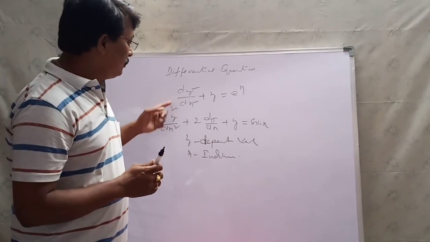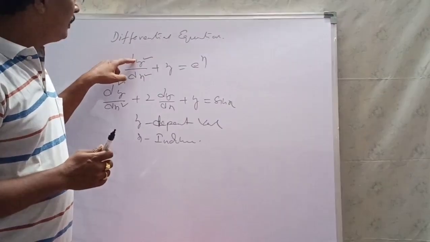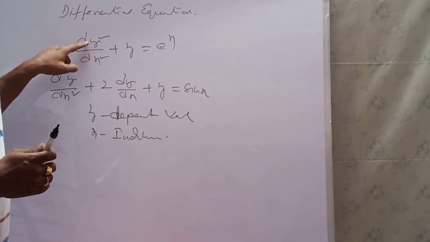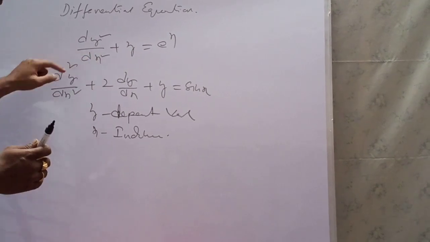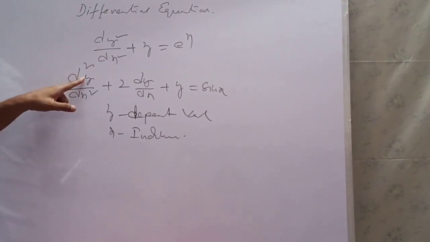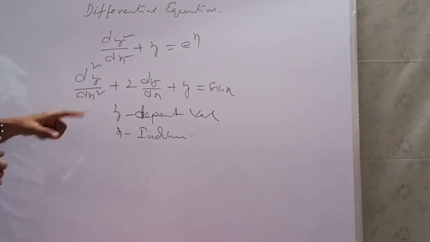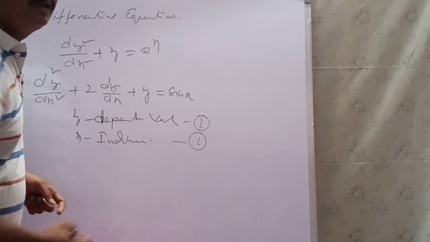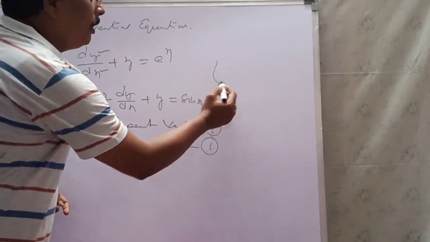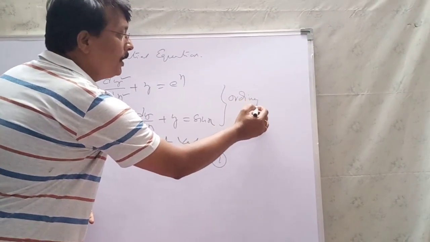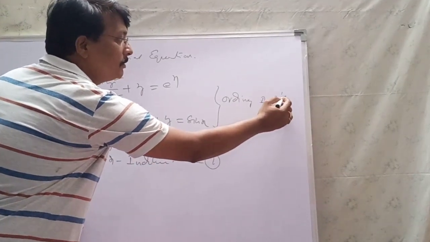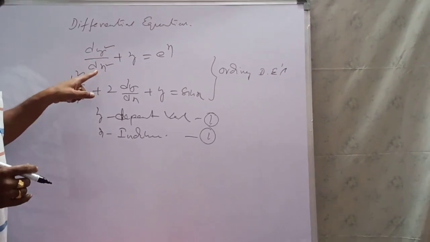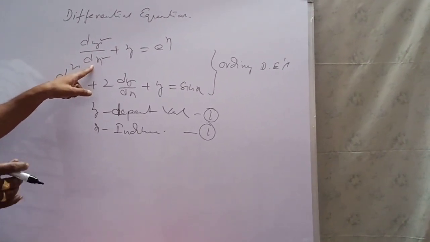You observe y depends on x, the derivative dy by dx. So one dependent variable and one independent variable here. So here also one dependent variable and one independent variable. So differential equations with one dependent and one independent variable are called ordinary differential equations.